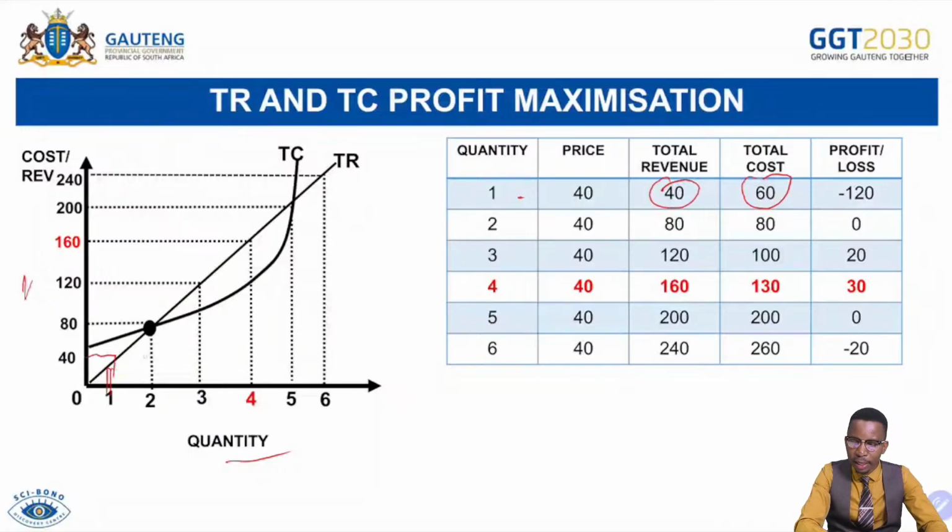The total revenues are equal to 40. That's what we are saying. Yes, here they are 40, but the total costs are equal to 60, slightly above here. That means the firm is making an economic loss because TC is more than TR.